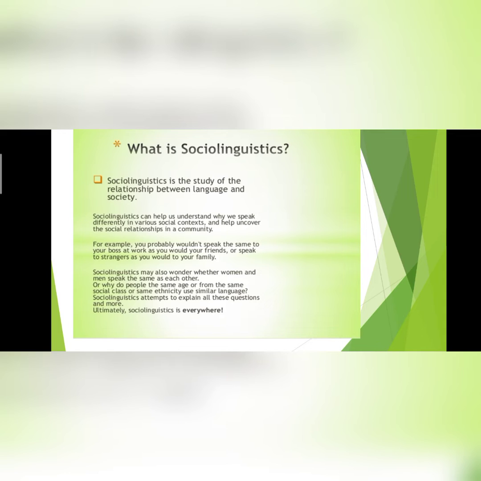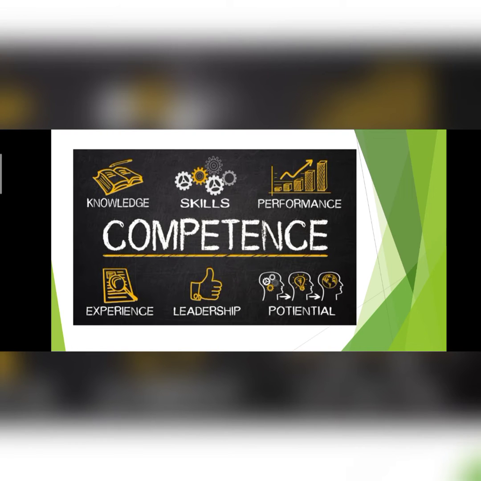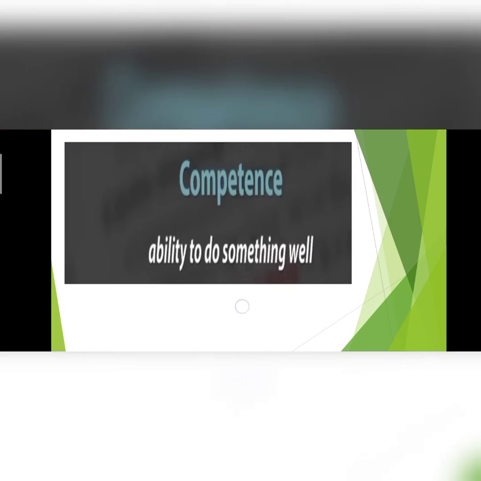Sociolinguistics may also wonder whether women and men speak the same as each other, or why people of the same age or from the same social class or same ethnicity use similar language. Sociolinguistics attempts to explain all these questions and more. Ultimately, sociolinguistics is everywhere. Then the last definition is about competence. Competence is the ability to do something well.